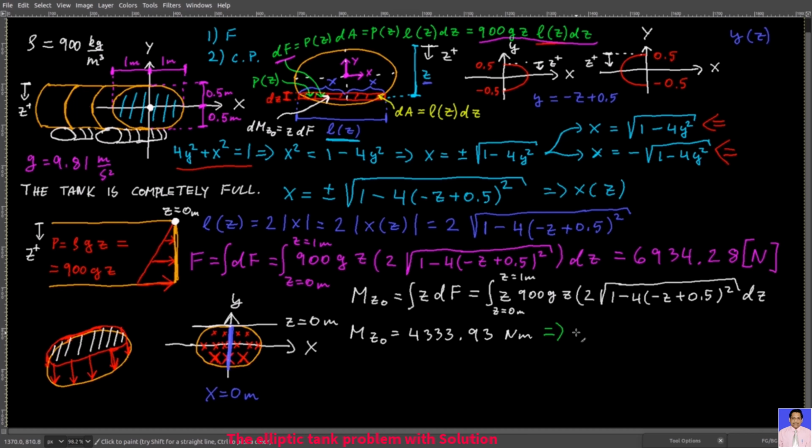And now, if I take my total force and I multiply it by the Z bar, which is the center of pressure, but in terms of this z variable, then you get your mz0. And so that means that your z bar equals mz0 over f. You have your mz0, you have your f, and you get 0.625 meters. And that's the center of pressure of the liquid applied on this elliptical end plate.